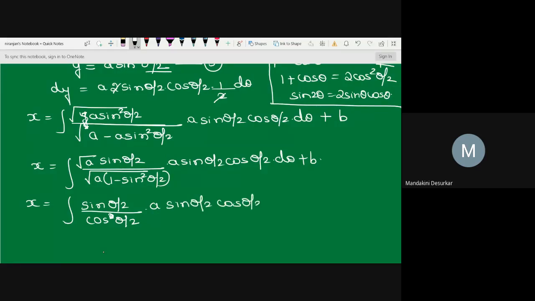Do you want me to take one more step, or is it understood? The whole thing is under root of a gets cancelled. Root of 1 minus sine square theta is cos square theta. Root of cos square theta is cos theta. So one cos gets cancelled.